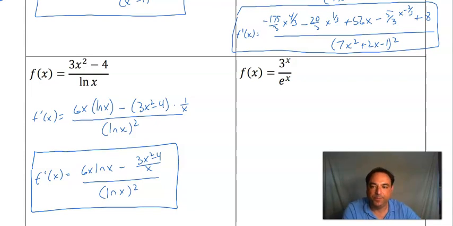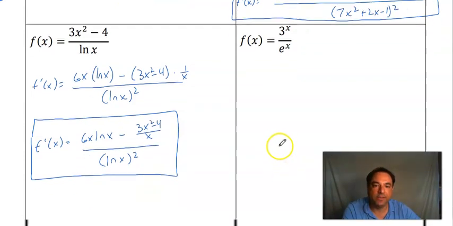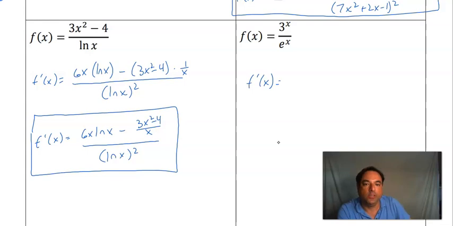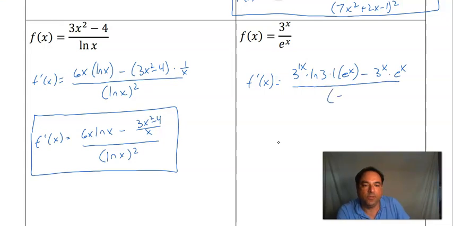And for the last one, we have 3 raised to the x divided by e raised to the x. So again, nice and slowly, follow quotient rule. Derivative of the top. Well, the derivative of 3 raised to the x is 3 raised to the x times ln of 3. The derivative of 1x is 1, but that won't change anything, times the original bottom, minus the original top, times the derivative of bottom, derivative of e to the x is e to the x, all over the original bottom squared.